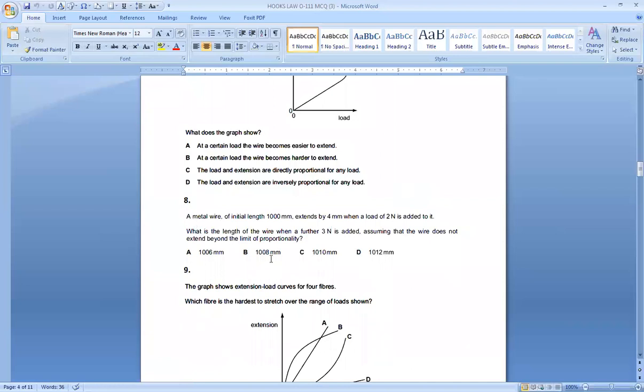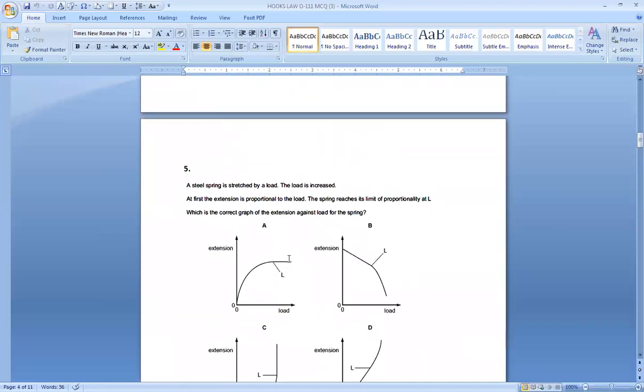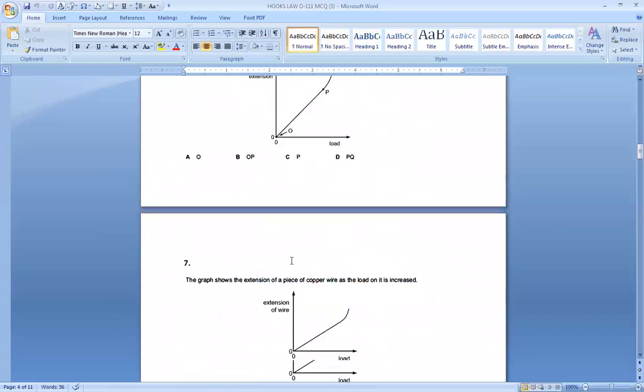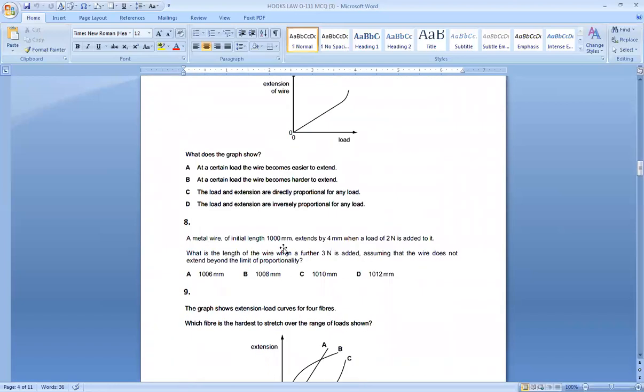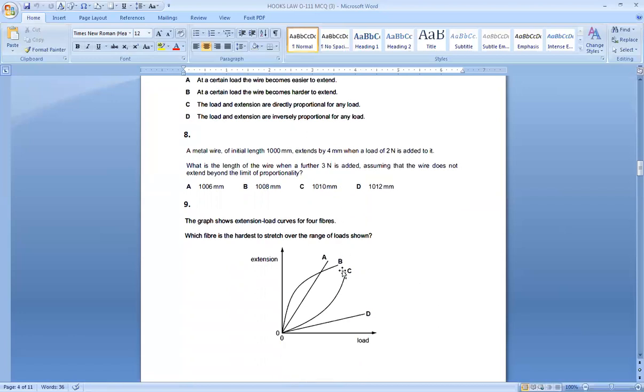Number 8 is the same as number 4. The only difference is here the measurements are given in millimeters. The actual length of the wire is 1000 millimeter. 4 millimeter extension for 2 Newton load. Further 3 Newton is added, means now your load is 5 Newton. You have to find the extension for 5 Newton. That will be 10 millimeter. So 10 millimeter added to 1000 millimeter gives you 1010 millimeter. Option is C. Number 4 and 8 are the same, only the difference is in the units.